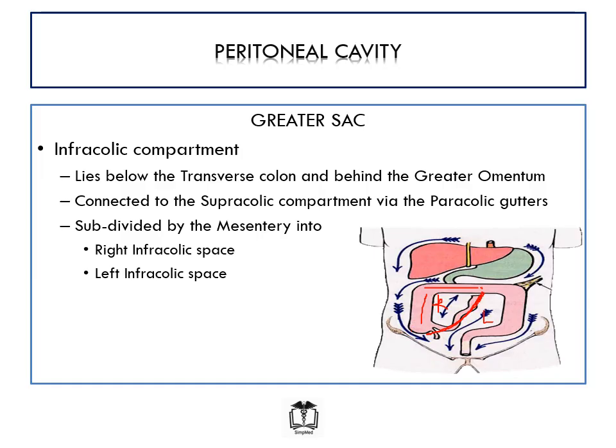For the left infracolic space, it's also triangular in shape. It lies between the root of the mesentery, the descending colon on this side, and the left one third of the transverse colon. These are the boundaries of the left infracolic space. It widens below as it is continuous with the cavities of the pelvis.